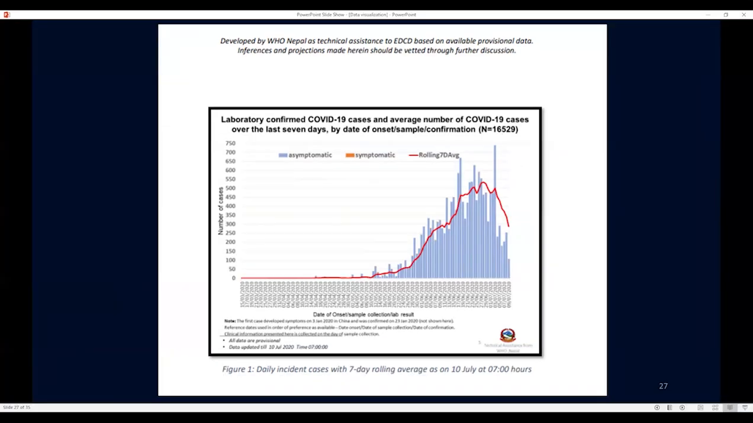This was taken from the WHO Nepal website in collaboration with EDCD Nepal, and it shows the laboratory confirmed COVID-19 cases and average number of COVID-19 cases over the last 7 days.